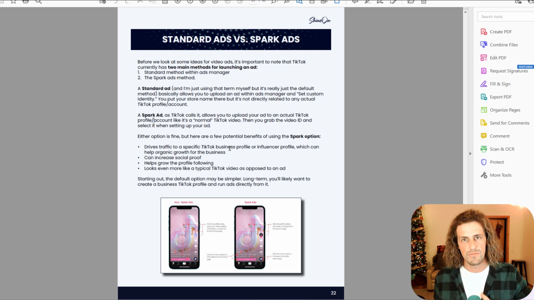Again, the important thing here is trying to create videos that do look like they belong within the TikTok space, right? Having an actual profile sort of pushes it over the edge just a little bit more to make it look like it's actually a normal profile that people see when they're going through.